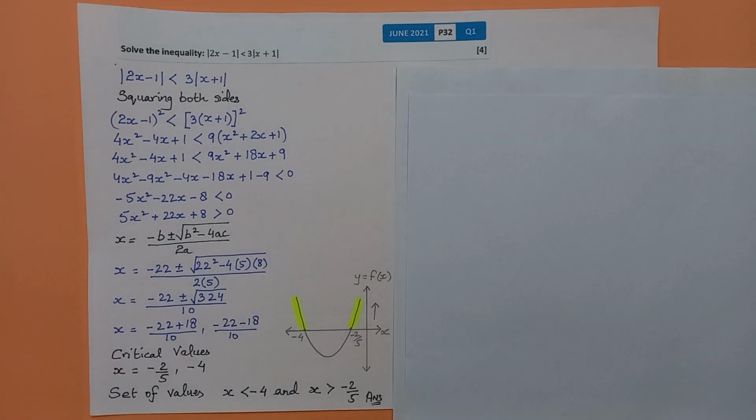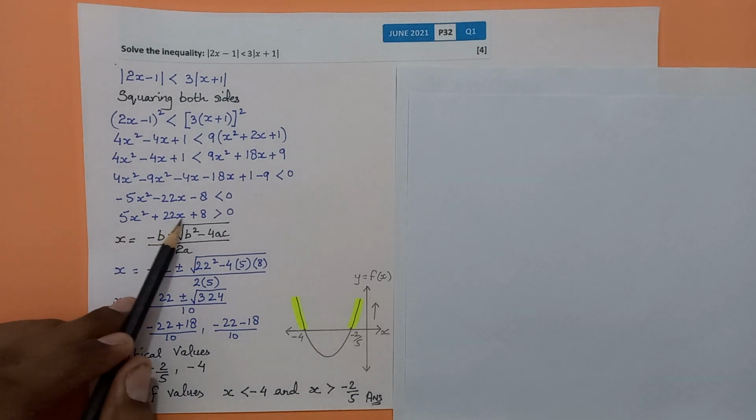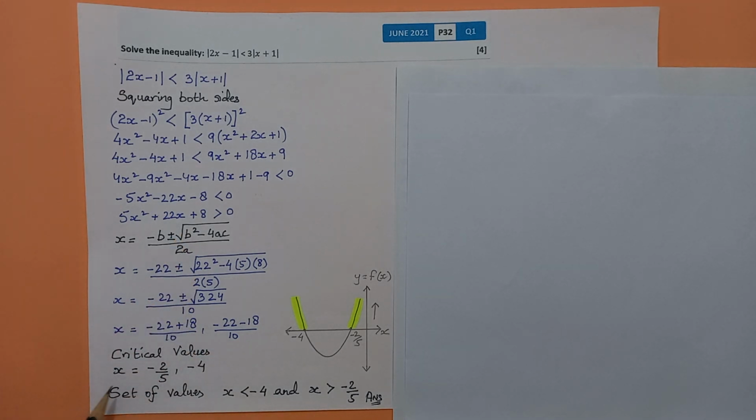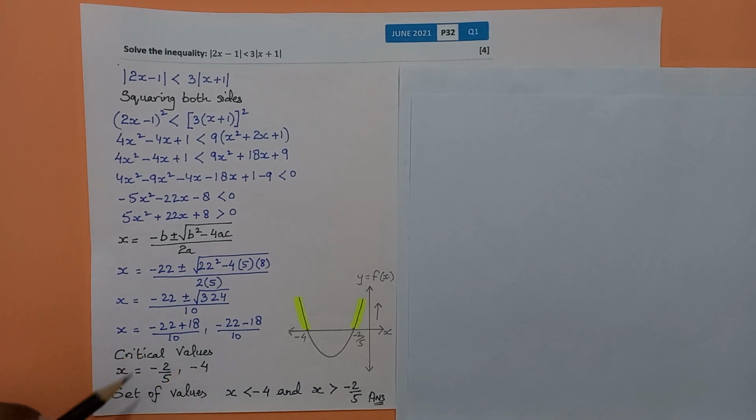Just use the values of a, b, c, which are a is 5, b is 22, c is 8. Use the quadratic formula, simplify, and get the two values of x, which are -2/5 and -4. They are also called critical values, or in other words, the x-intercepts. And -2/5 is definitely greater than -4. So -2/5 over here and -4 over here.